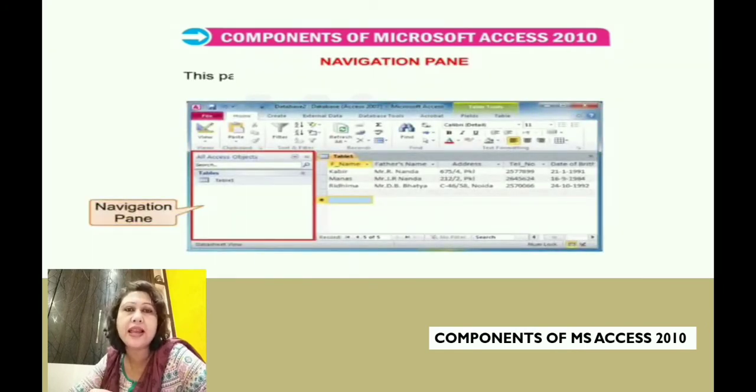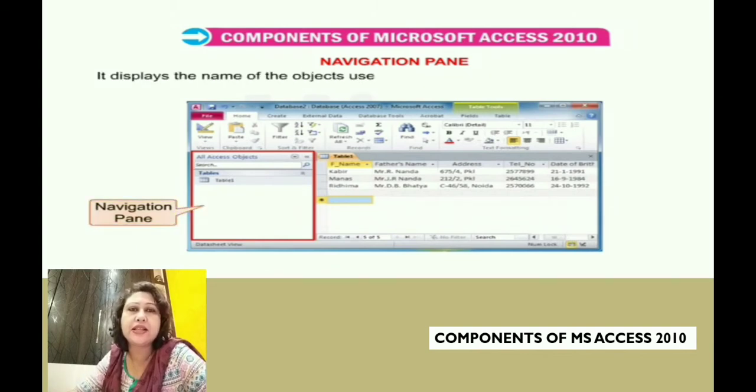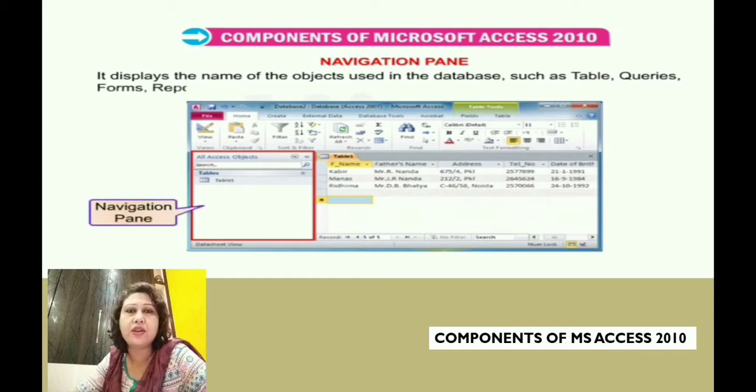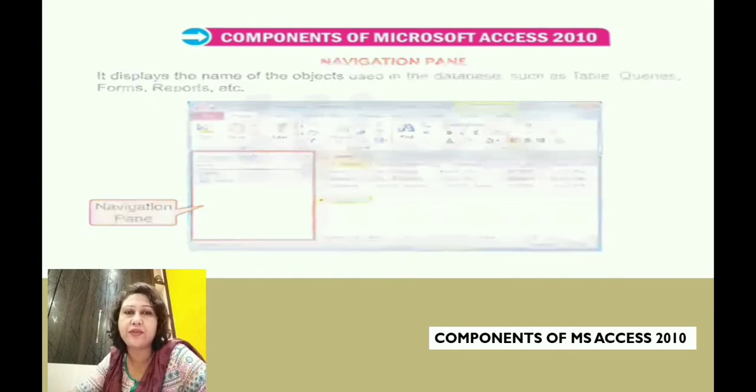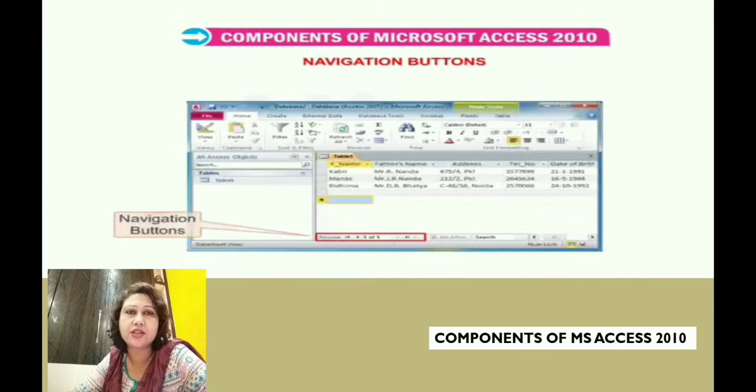Then we have the navigation pane. As you open Access, you will find on the left hand side the navigation pane, where you will find the different tables which you will create. So it displays the names of the different objects. Not only tables, forms, reports, queries, everything will be displayed in the navigation pane, which is on the left side of the Access window.